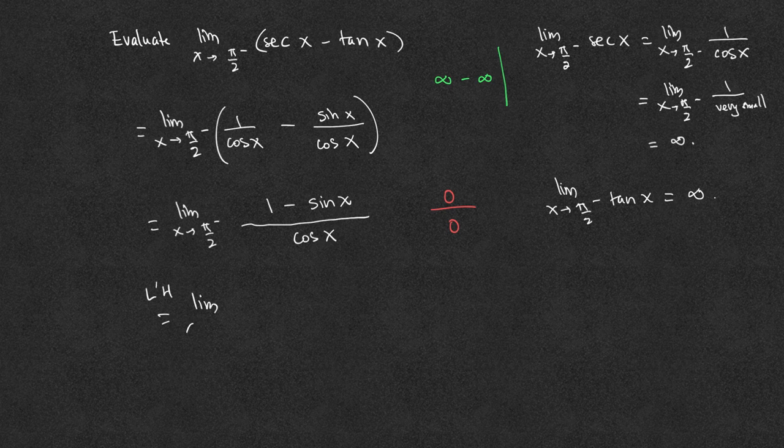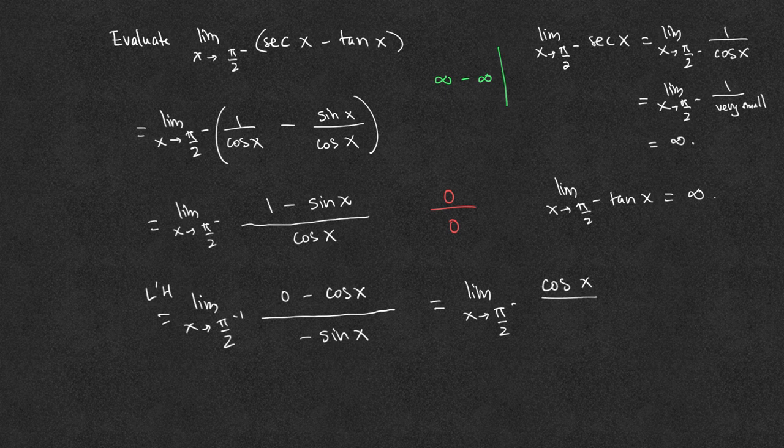Using the L'Hopital rule, we differentiate the numerator and the denominator separately. The derivative of the numerator is 0 minus cosine of x, and the derivative of the denominator is negative sine of x. Treat this as a new limit. The limit at x equal to pi over 2 on the left-hand side of negative cosine over negative sine is simplified to cosine of x over sine of x.